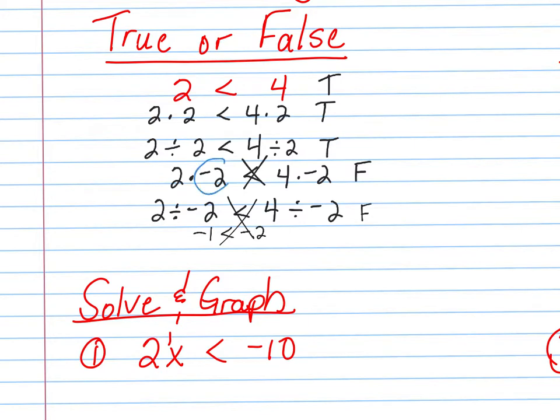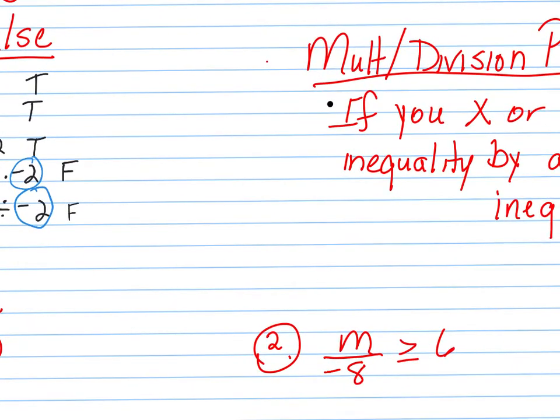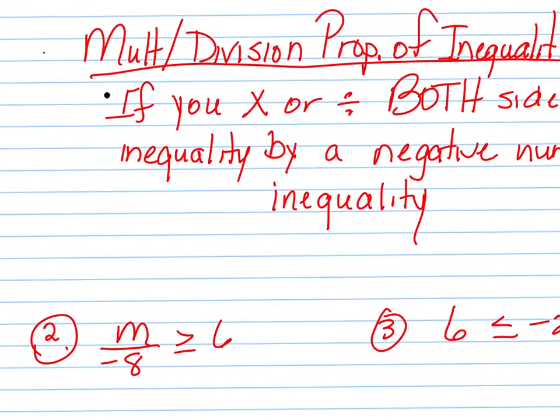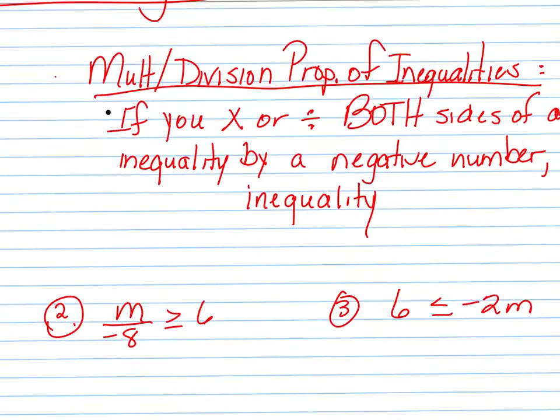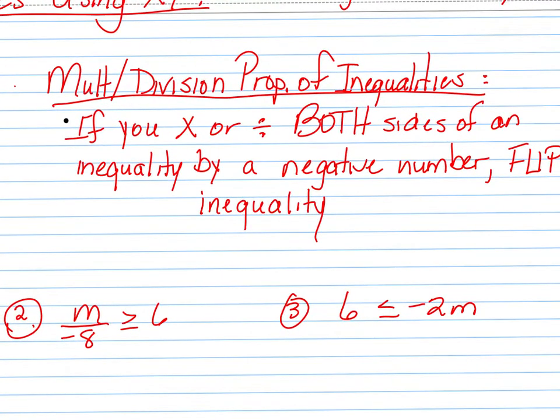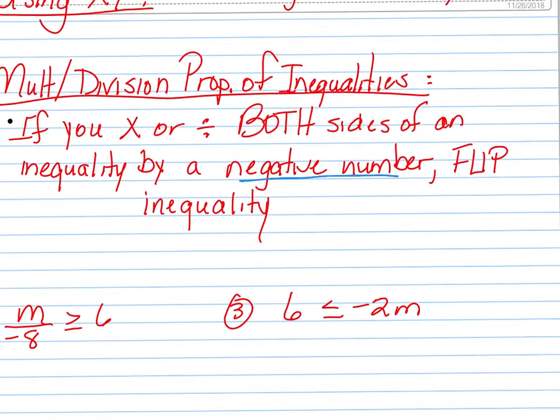Do you see what I did on both sides to make it come up false? Here I multiplied both sides by negative 2, didn't I? What kind of number is that? That's a negative number, right? Yeah. And it was false. Here I divided both sides by negative 2, right? And it was false. In order to make them true, if you multiply or divide both sides of an inequality by a negative number, you need to flip the inequality.